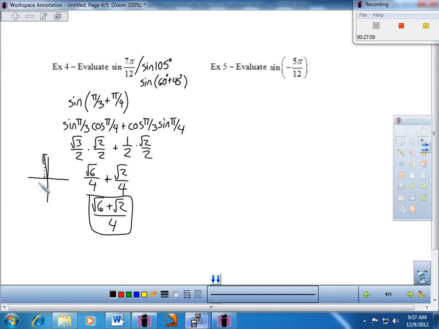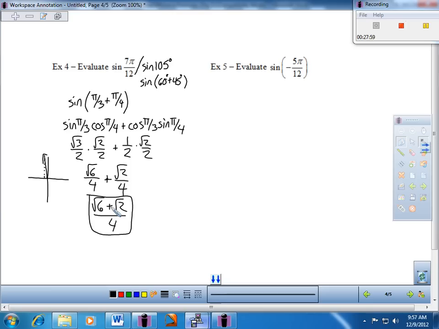We've seen patterns with all of the pi over 4s, the 3s, and the 6s. Of course, you're going to see patterns on the pi over 12s. Will it always be this exact number? No, no, no. So be careful with it, please. Okay, good. Let's do example 5.